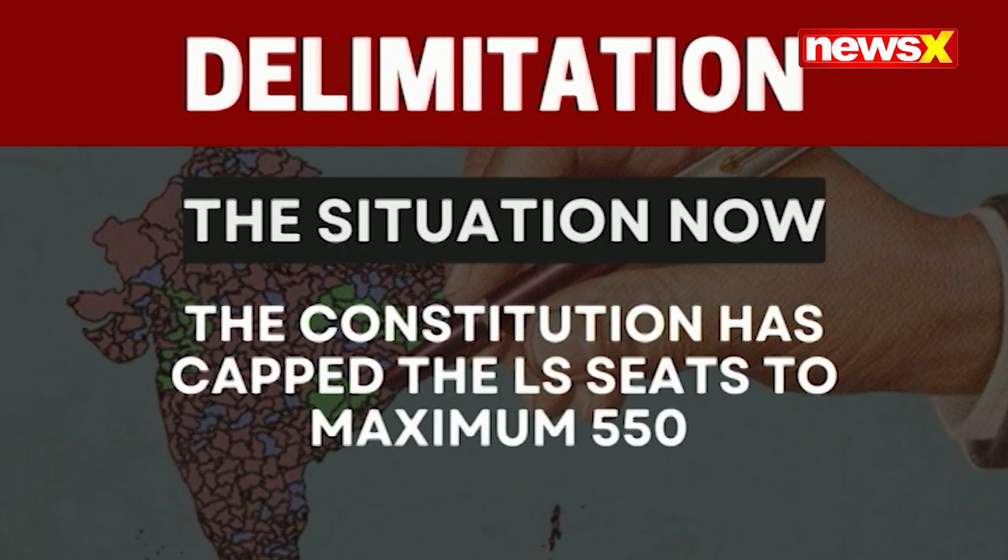Now, all of this needs to be understood in greater detail. Why are these seats freezed? Why do we have the seats capped? Why is this happening? What is this delimitation freeze all about?